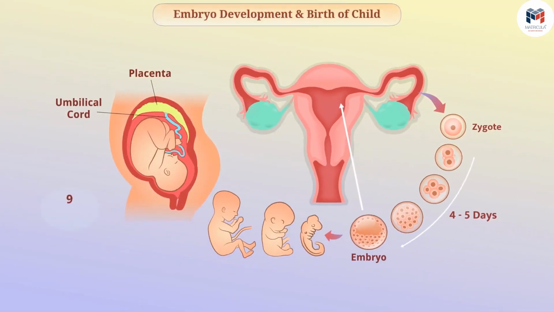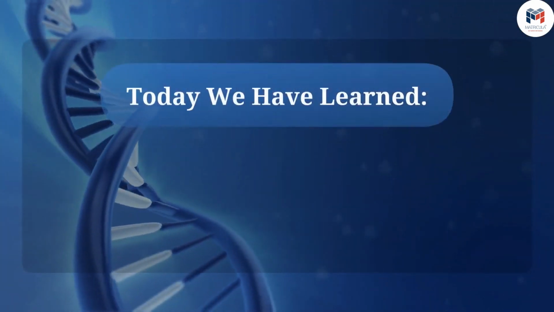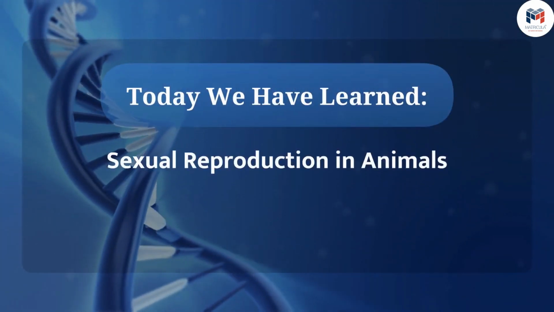In about 9 months after pregnancy, the fetus is fully developed and ready for delivery. During delivery, there is rhythmic contraction of the uterine muscles that leads to the birth of an infant. So now, you must have understood the function of sexual reproduction in humans. Today we have learned about sexual reproduction in animals.